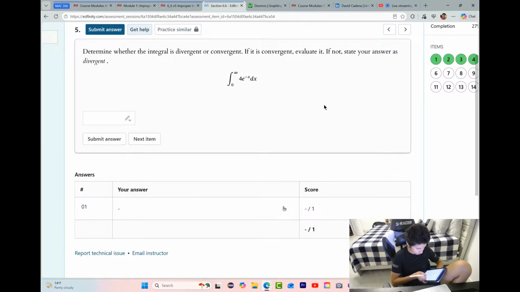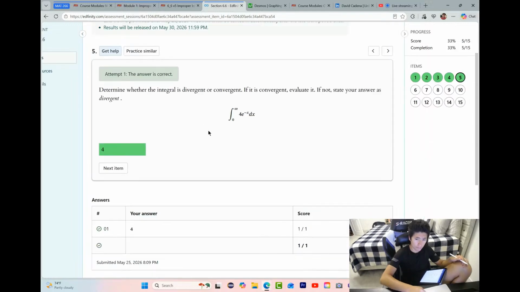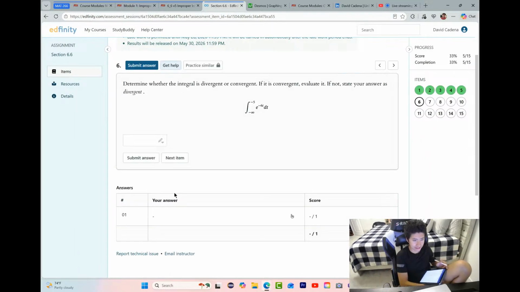Let's see. So how does that simplify? We get negative e to the power of, okay, hold on. So e to the power of -0 is 1 over e to the power of 0, which is 1. Crap. Negative infinity. 0 equals 4. Boom. Let's continue.